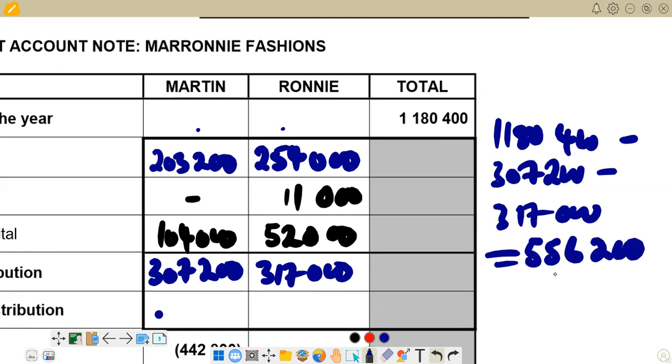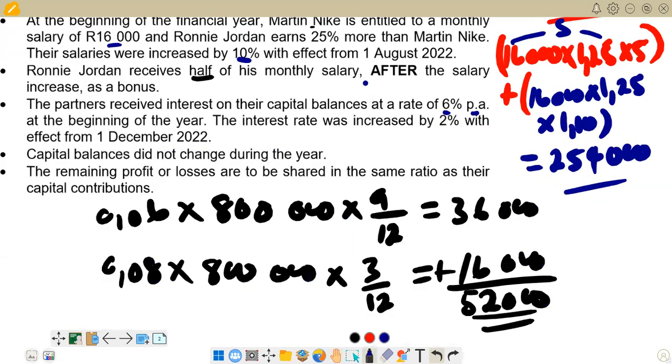556,200. That's what we have. So we are going to apportion this one, and we'll go back to see how we are going to apportion that one between the two partners. Here we got the instruction on the last point. The remaining profit or losses are to be shared in the same ratio as their capital contributions. So we are going to use the capital contributions that we have there.